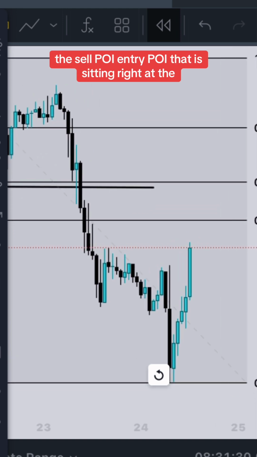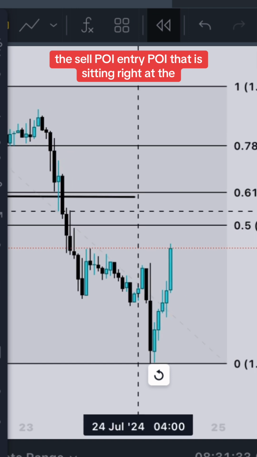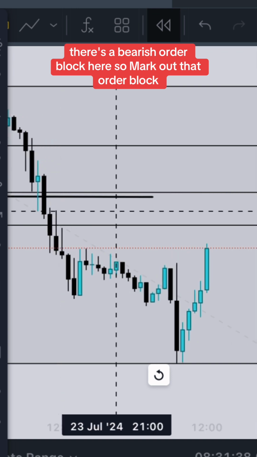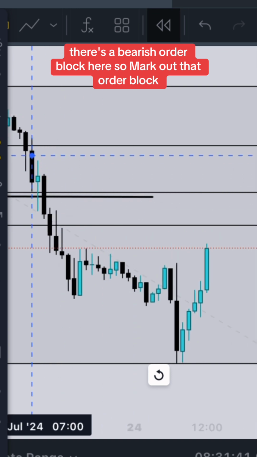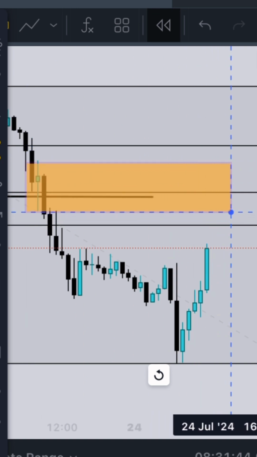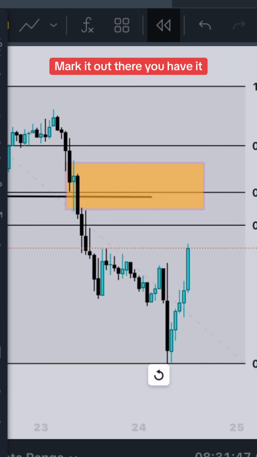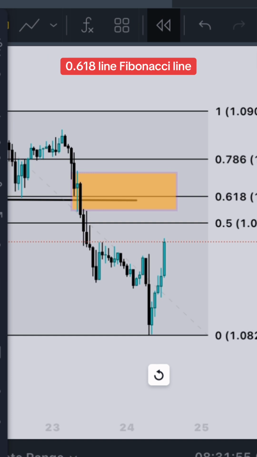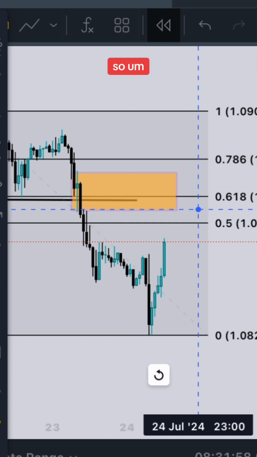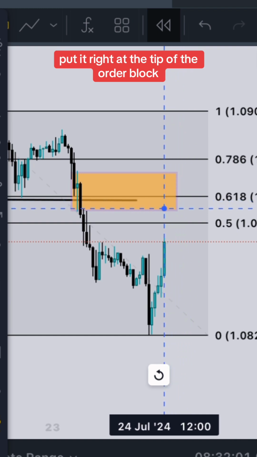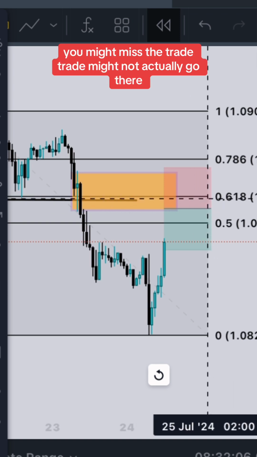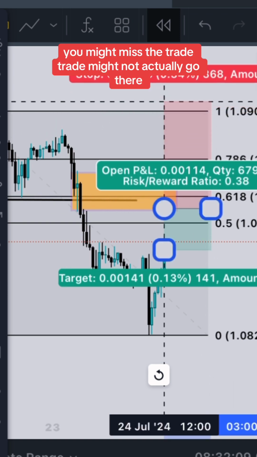So now, we look for the sell confluence, right? The sell entry POI is sitting right at the 0.618 zone, which is somewhere around there. You can clearly see that there's a bearish order block here. So mark out that order block. There you have it. Now place your entry 1 or 2 pips below the 0.618 Fibonacci line, right at the tip of the order block, because sometimes when you put it right at the 0.618, you might miss the trade as price might not actually go there.